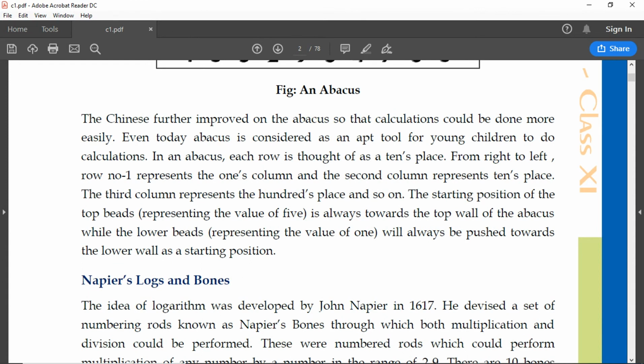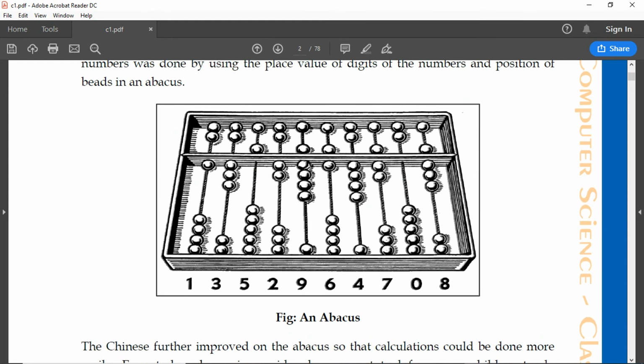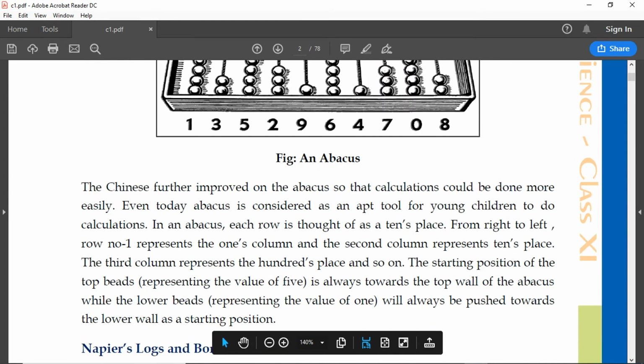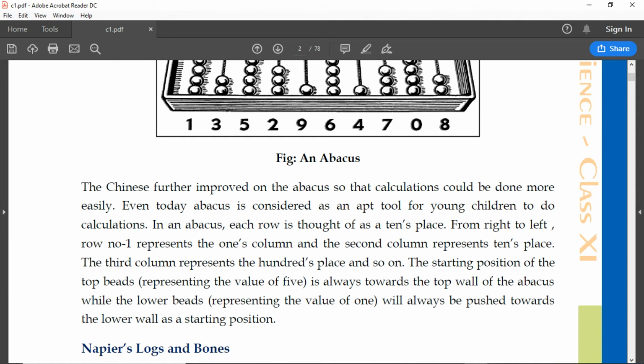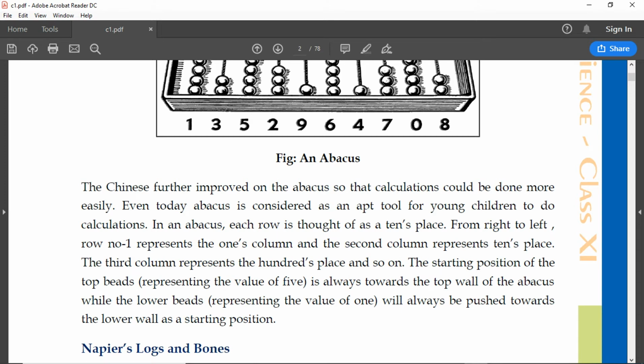In an abacus, each row is thought of as a tens place. From right to left, row no. 1 represents the ones column and the second column represents tens place. The third column represents the hundreds place and so on. The starting position of the top beads, representing the value of 5, is always towards the top wall of the abacus. While the lower beads, representing the value of 1, will always be pushed towards the lower wall as a starting position.